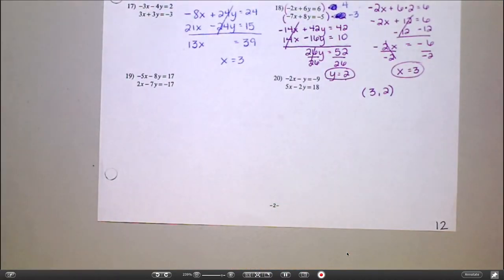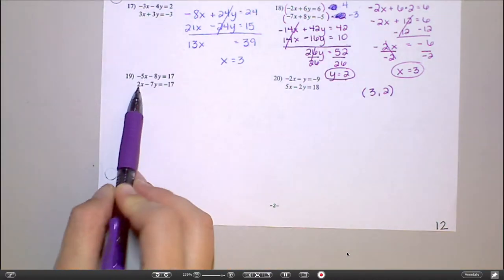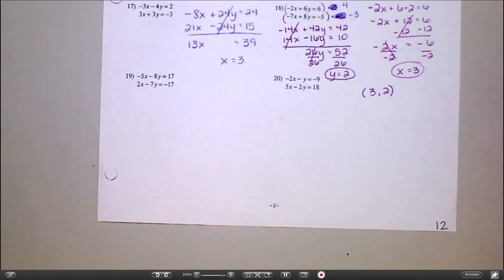Again, because I don't have any lonely variables, I don't have any variables that look like they're ready to be solved for, I would probably go through this with elimination. Okay? And again, I don't have anything nice for elimination. I can't multiply this by 2 and turn it into a 5 or anything like that. So I just have to pick. What do you want to get rid of, x's or y's? Sure, x's.